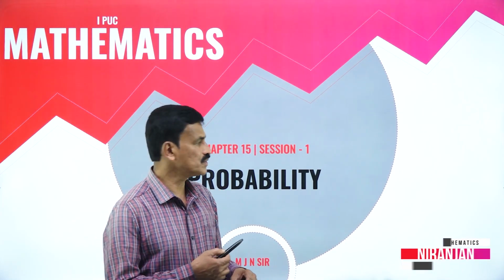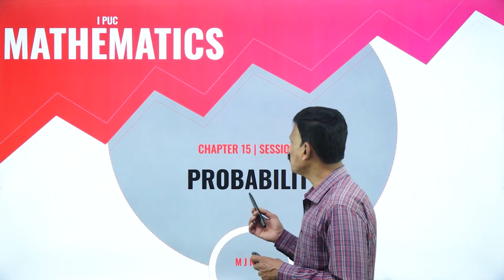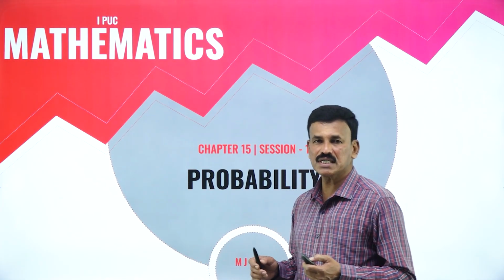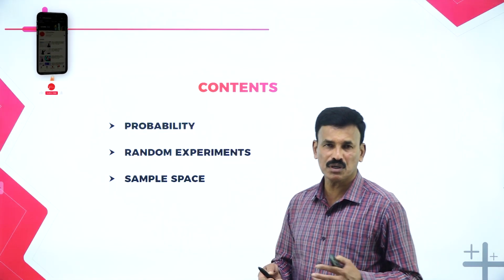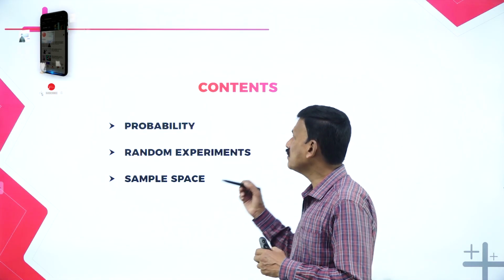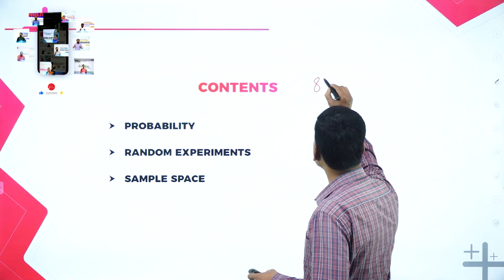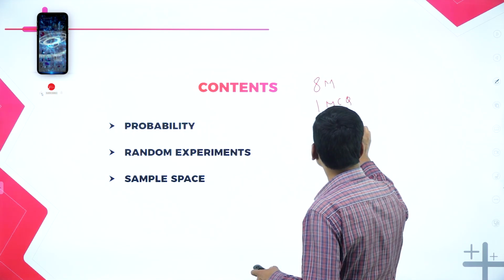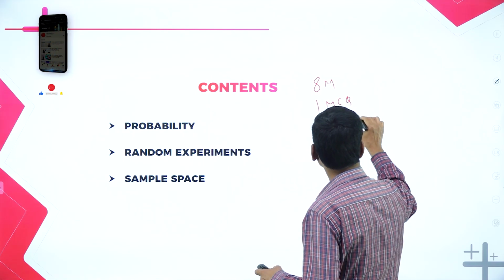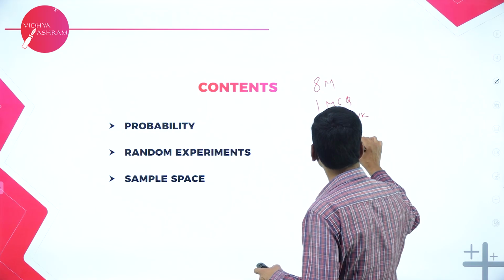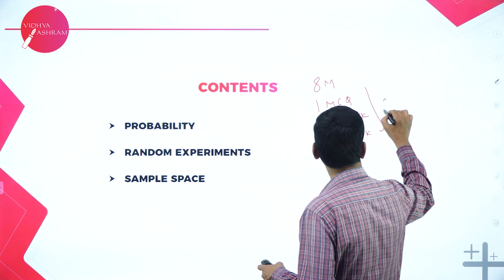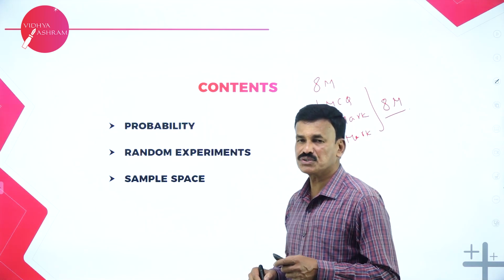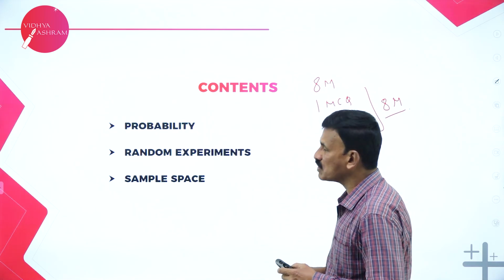Today in this session I am going to discuss a very easy and important chapter, that is the last chapter, probability. Before going to the definition of probability and the problems based on it, the weightage for this chapter is 8 marks: 1 MCQ question, 1 two-marks question, and 1 five-marks question. So totally from this you are going to get 8 marks, 5 plus 2 plus 1.